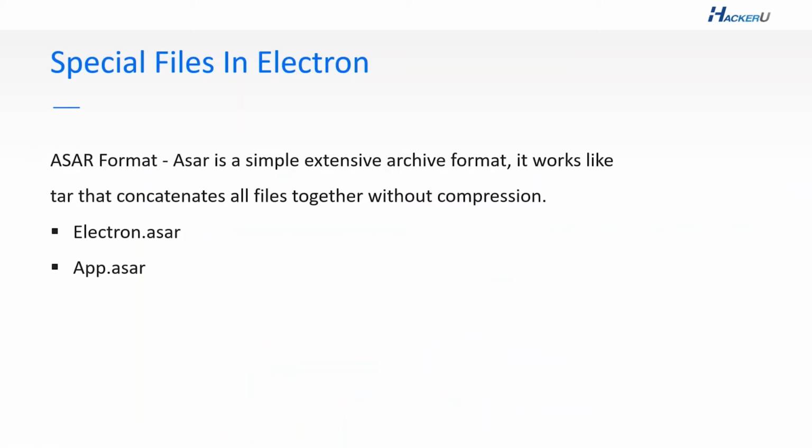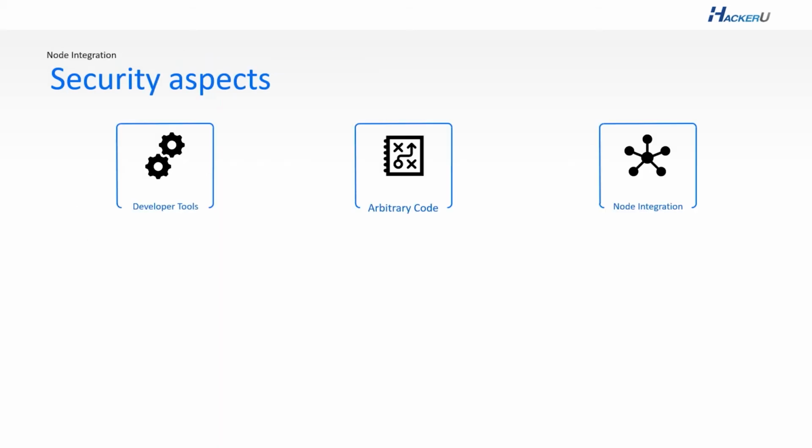So what is ASAR? ASAR is a simple extensive archive format. It works like tar and concatenates all the files together without compression. Electron.asar is responsible for everything that has to do with the initialization of the process, while app.asar has all the intellectual property, all the front end, all the client side of the web application. So app.asar usually will contain HTML pages, CSS, JavaScript, and everything needed to support the front end.